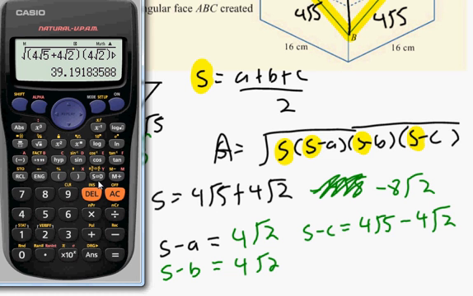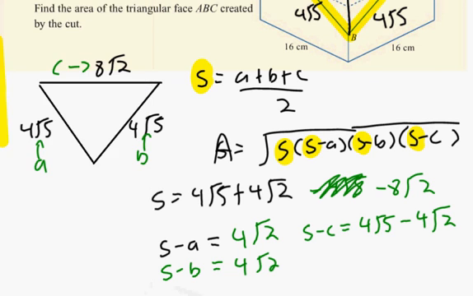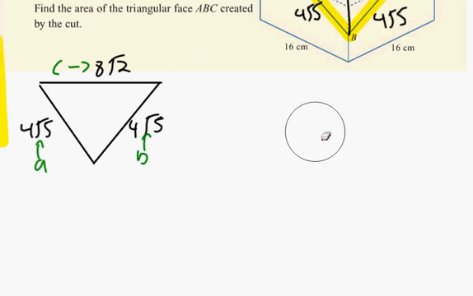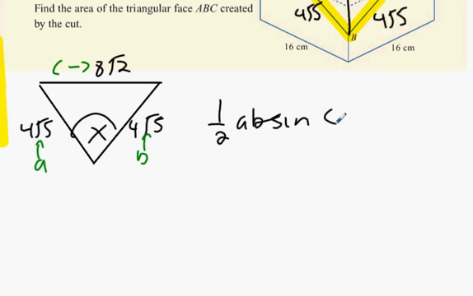What's the second way of doing it? Anybody know a third way of doing it? Nobody knows the third way? Half AB sine C. You can use half AB sine C, but what you guys are telling me is you can't because you haven't got enough information. Would you agree with that? So why don't we use the cosine rule and find one of the angles? Use the cosine rule, find out angle X, and then after that you use a half AB sine C. That's easy enough as well, isn't it? Happy enough?